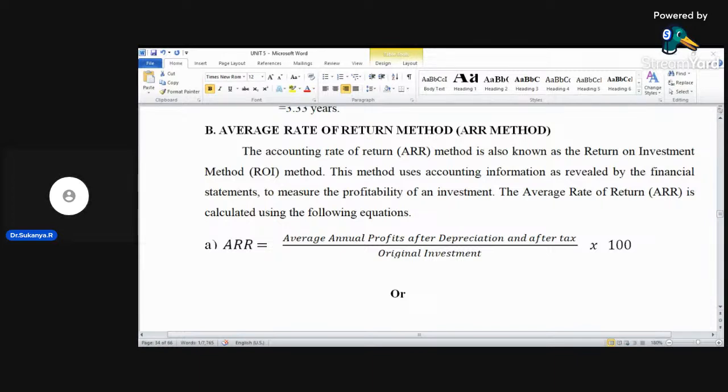Can you hear? Okay. Okay, so let us go to the first problem.